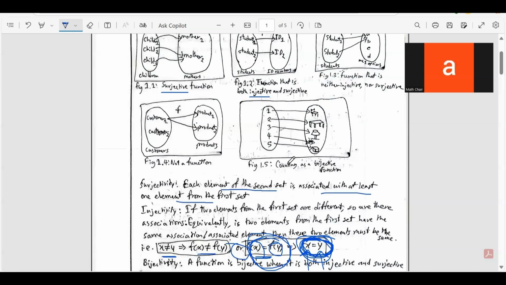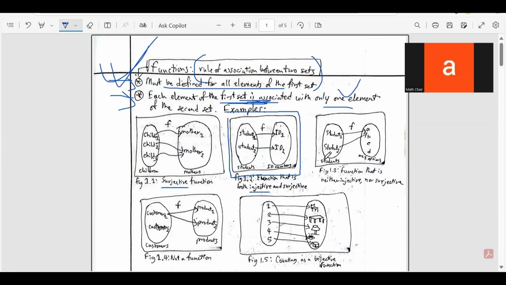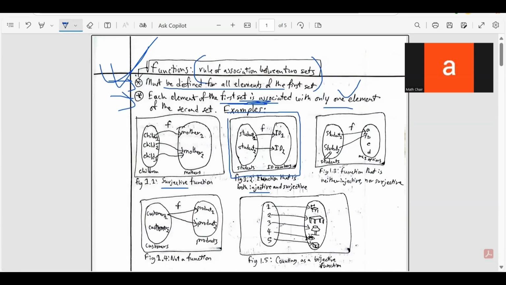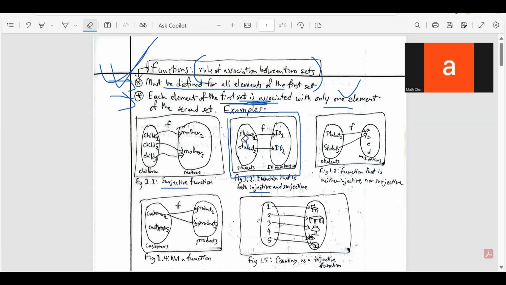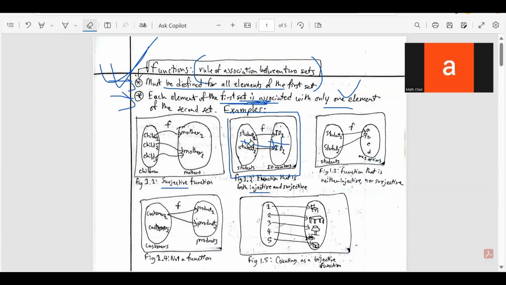Yeah, that's pretty much it. So here, in this picture over here, figure 1.2, we see a set of students and a set of ID numbers. Each student has one unique student ID associated with them, right? So if the two students here, student one and student two, are different, their ID numbers must also be different. Two different students cannot have the same ID. So this is an example of an injective function, right?